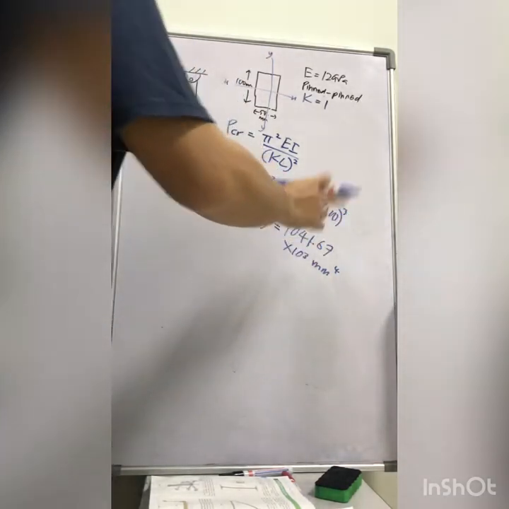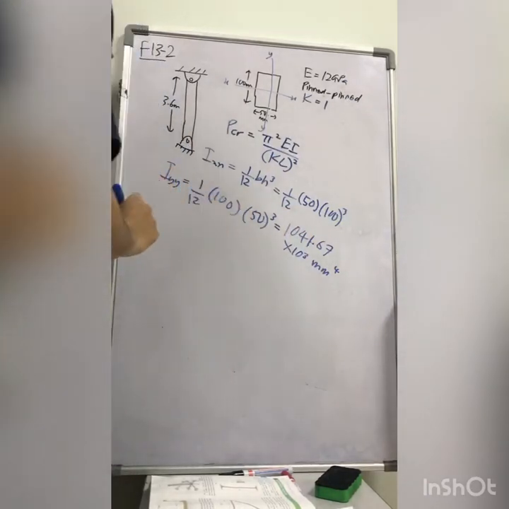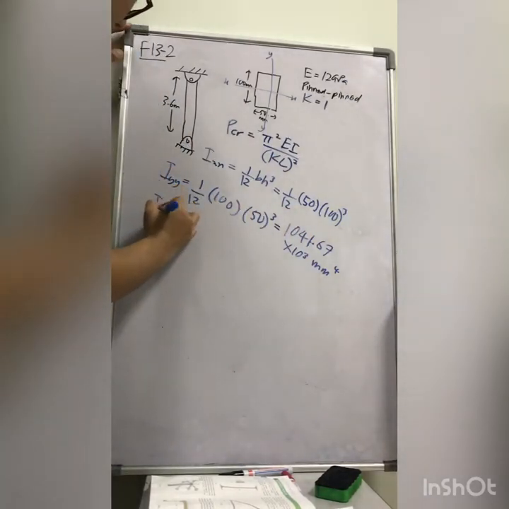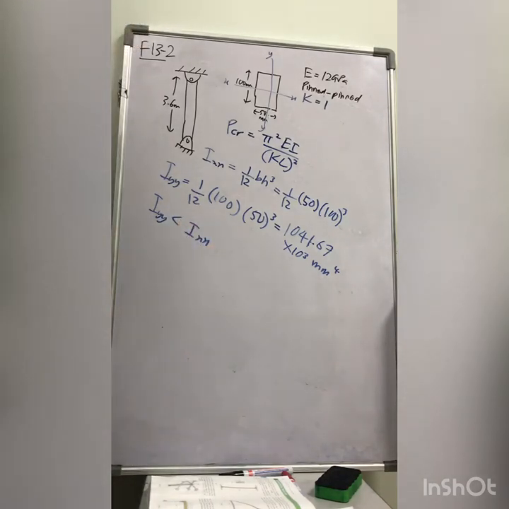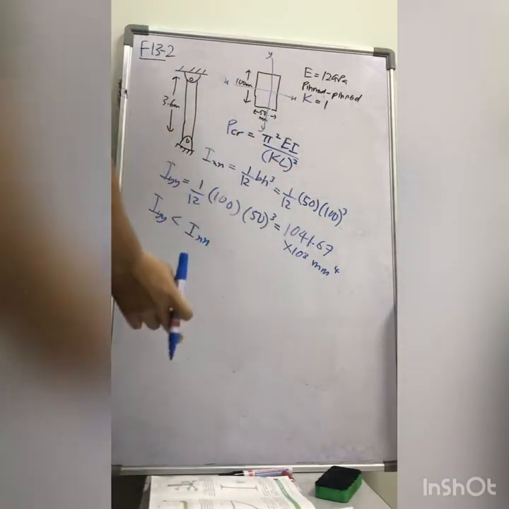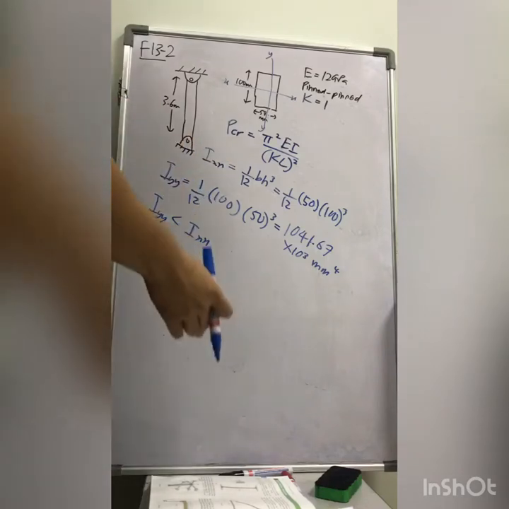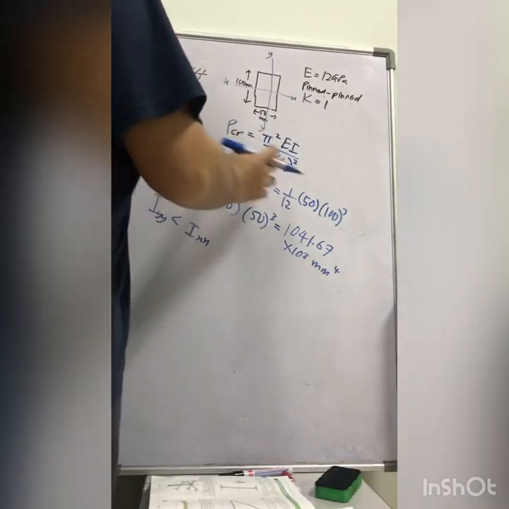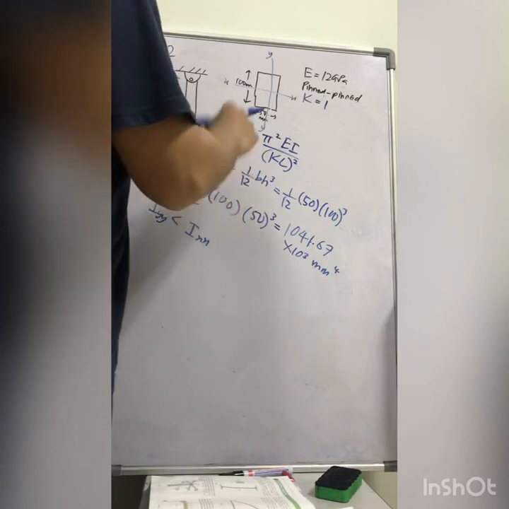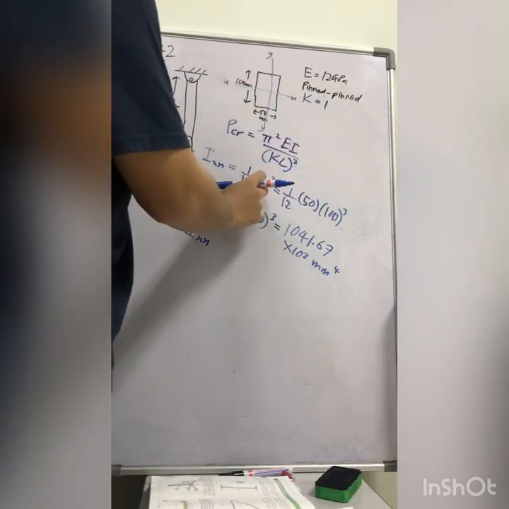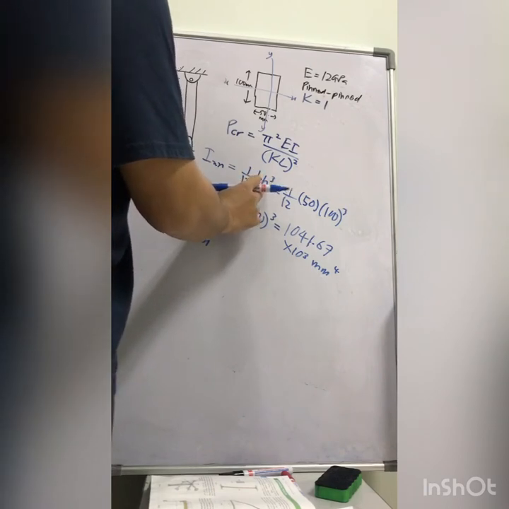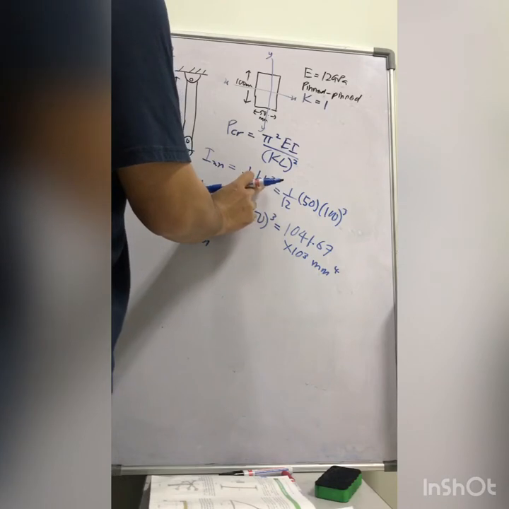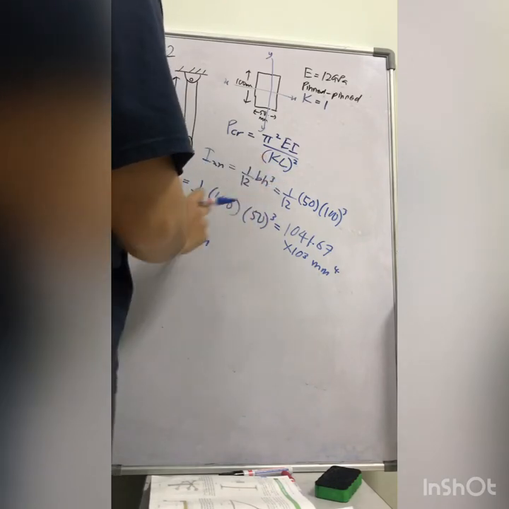I didn't calculate myself, but in this case, the IYY is smaller than IXX. You calculate yourself, but you will see that this IYY is actually smaller than IXX. What's the reason? Can you see that the formula is kind of similar, right? The only difference is which one is the base and which one is the height. This height H is raised to the power of 3. So if you have higher height, you will have higher I, isn't it?